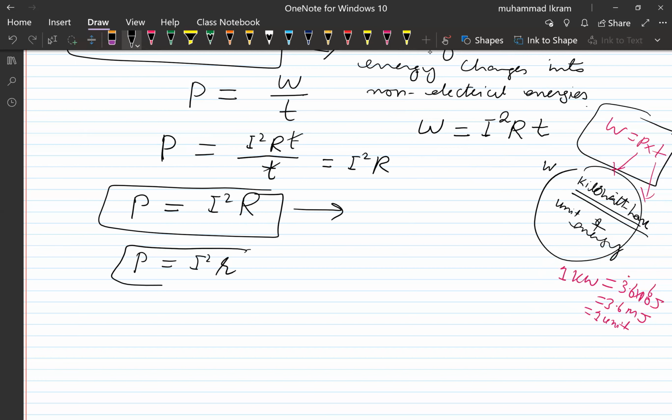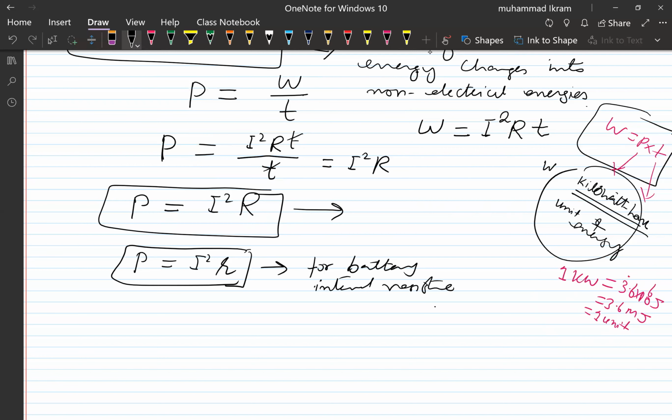So this is for the load resistance. And for the power consumed in the battery internal resistance, there is a greater difference between the two.